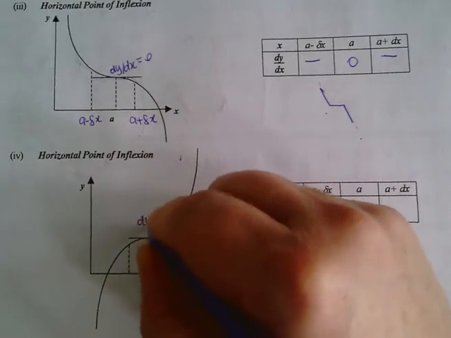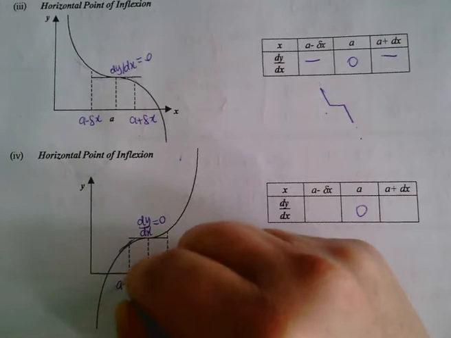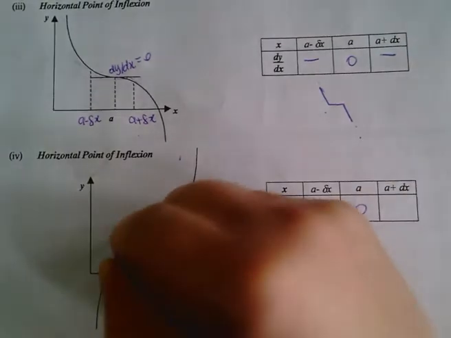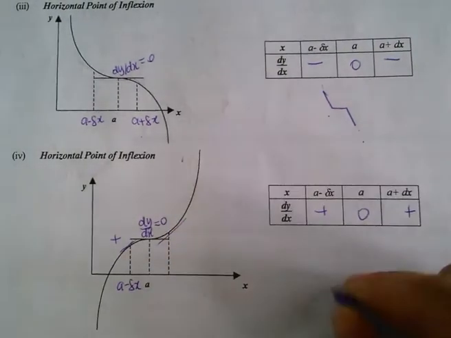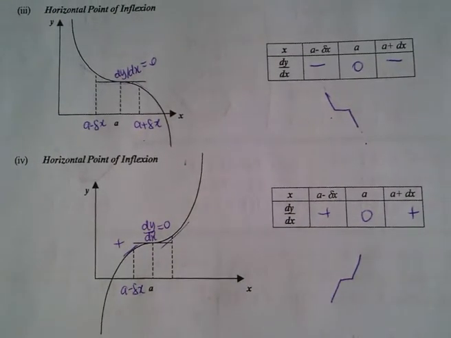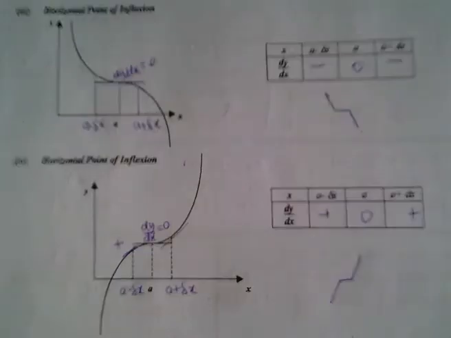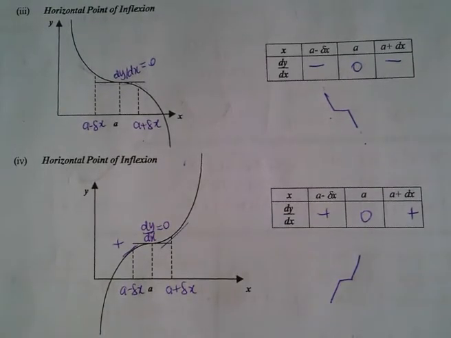Tell me about the gradient at A. What's the gradient here at A minus delta x? And here, watching: positive gradient, 0 gradient, positive gradient, inflection. It's going upwards, but there's a kink in it. This is A plus delta x. So in this exercise, we're just going to investigate the gradient to determine the type of stationary point it could be. There are 3 types of stationary points.